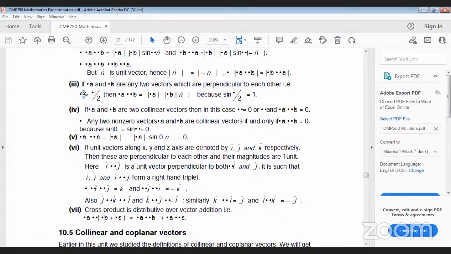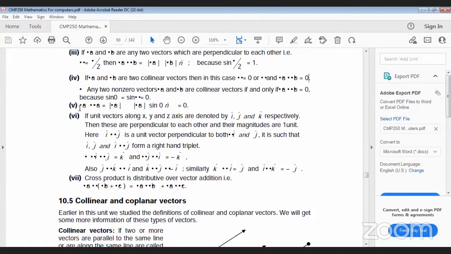Find it out. If A and B are two collinear vectors, then in this case, A cross B equals 0. When do I get the value 0? When sine theta is 0. Don't forget about it. A cross A equals A into A sine 0, and sine 0 is 0. So A cross A is always 0.